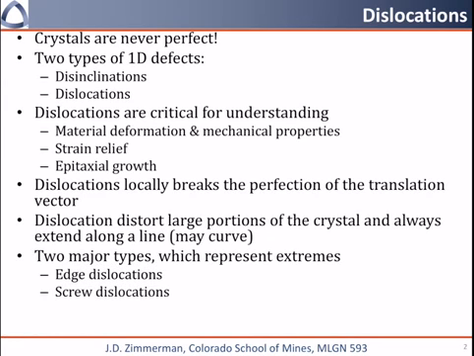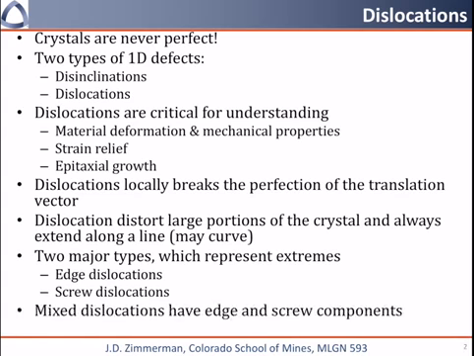There are two major types of dislocations. There are edge dislocations and there are screw dislocations. These represent the extremes of the type of dislocations you can have. You can also have things that are somewhere in between an edge and a screw, and we call that a mixed dislocation.